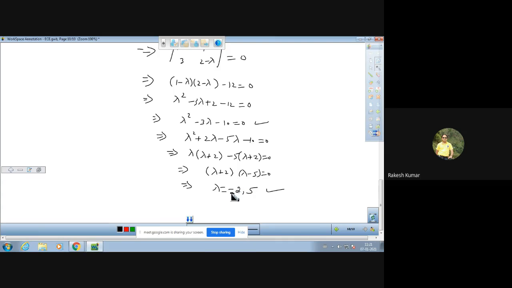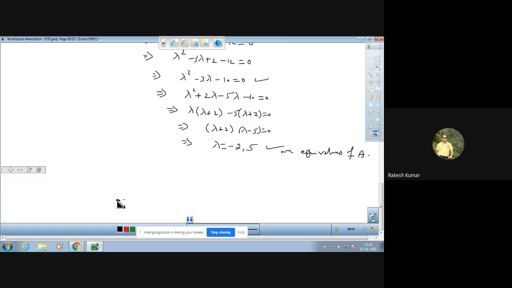So these are the two roots of the equation. It means these are the eigenvalues. Roots mean eigenvalues of the given matrix A. So this is the way for finding out the eigenvalues: take A minus lambda I determinant equal to 0 and expand it.